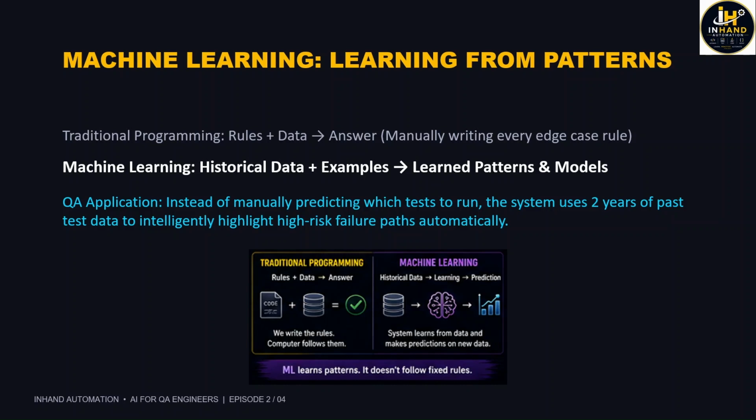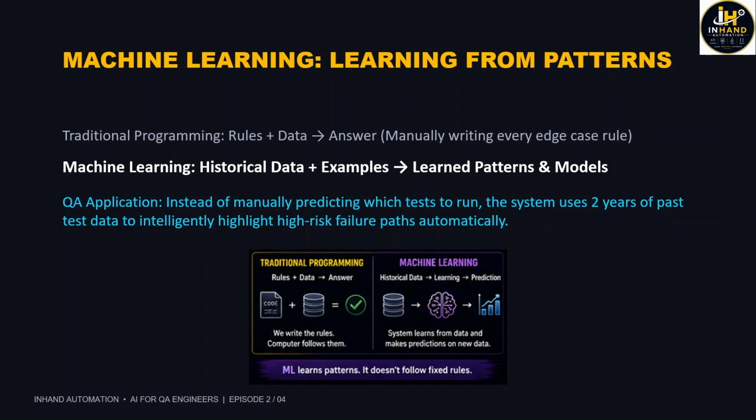Traditional programming usually works like this: we have a rule and we have data, and based on that we get the answer. This is what traditional programming is. We write the rules, the computer follows them. How is machine learning different here? We provide the historical data and the examples. The system learns the pattern from these examples and builds a model that can make a prediction on new data. So let's make this even easier.